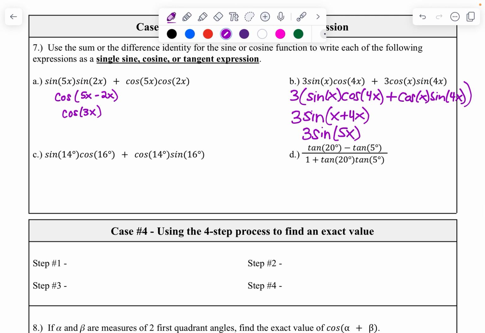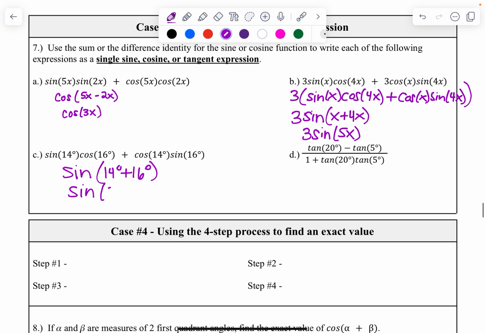All right, so letter C, again, we've got sine and cosine and then cosine and sine. So this would be the sine sum and difference formula. So it's the sine of 14 degrees plus 16 degrees. So that's the sine of 30 degrees. And that's one of our special angles. So we can evaluate that. Remember, with our special right triangles, this is the 1, 2, square root of 3, and 30 degrees is the smaller angle, so it's across from the 1. So this is 30 degrees, so the sine of that is opposite over hypotenuse. So our answer here is really just 1/2.